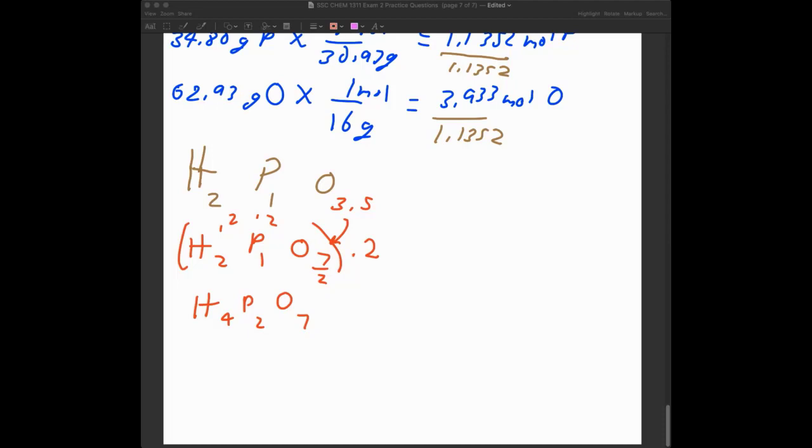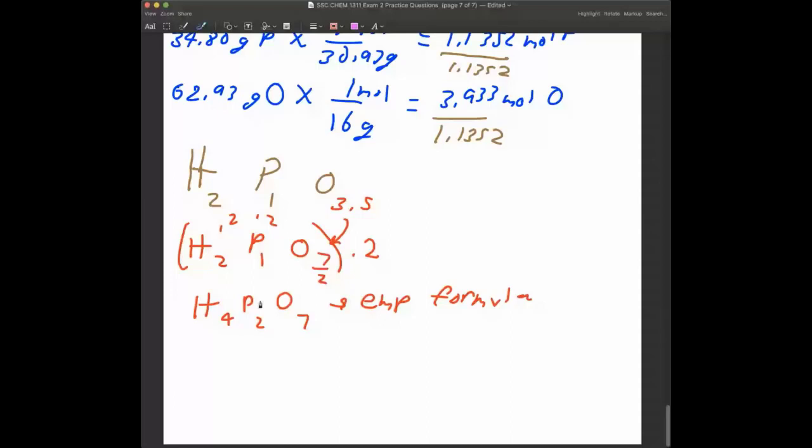Wait, so is it the smallest though? Or is it not the smallest? How did you get that? Yeah, it is the smallest, right? Because H4P2O7, can you divide by a common denominator in this case? No, right? Because there's no common denominator, this is going to be the empirical formula, right? Because it's the smallest whole number ratio. Notice how we can't divide by 2, for instance.